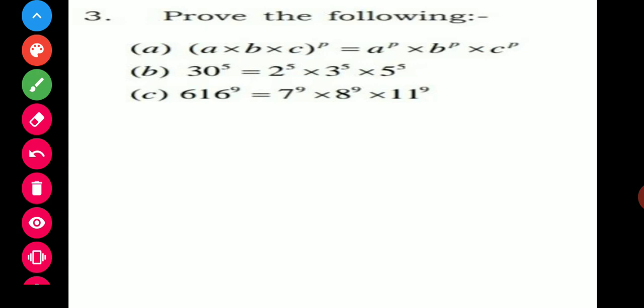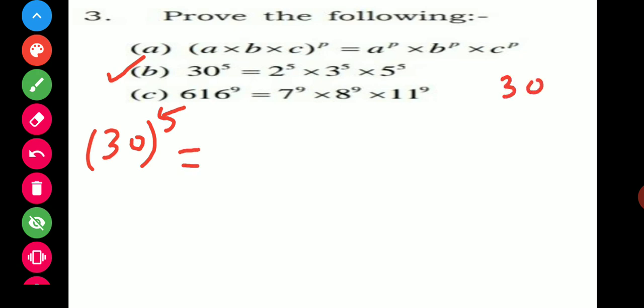And the second one, B, is 30 to the power 5, and 2 to the power 5 into 3 to the power 5 into 5 to the power 5, and so on. You can do the first part, it is very easy, so I will start your second part, that is the B part. It is 30 to the power 5.